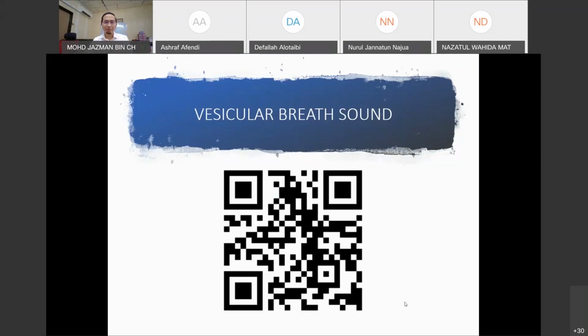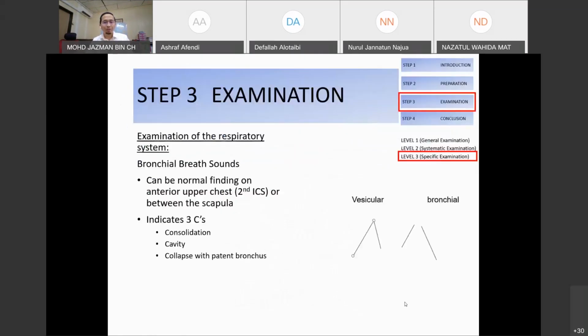So as you heard, the inspiratory part is longer and the expiratory part should be shorter, and maybe a bit quieter compared to the inspiratory part. So bronchial breath sound can be caused by the three C's, which is consolidation, cavity, or collapse with patent bronchus. What do I mean by this?